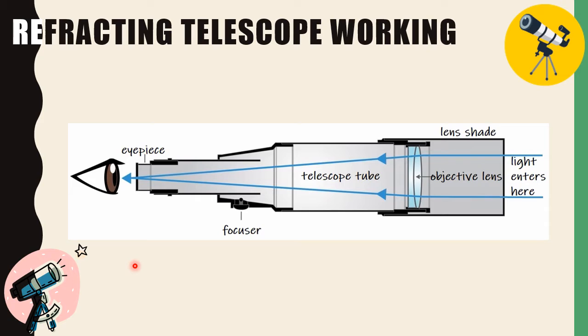By now, you know the parts of a refracting telescope. You are quite aware of the objective and the eyepiece. What does the objective do? It collects all the light from the object. So, the light enters here, gets into the objective lens, and the light from the object enters the objective at this end.